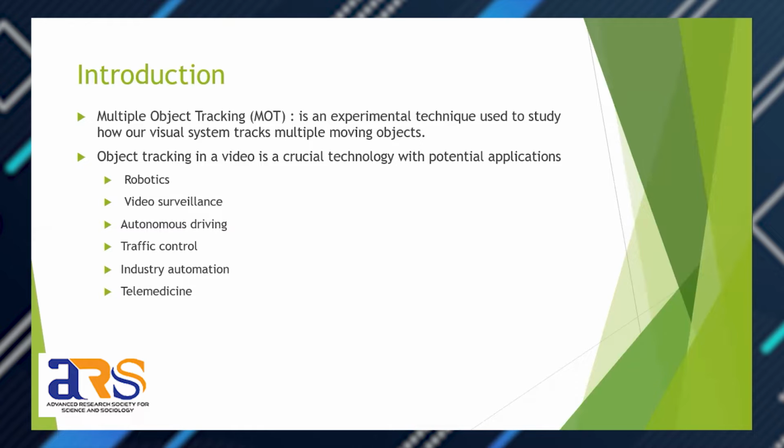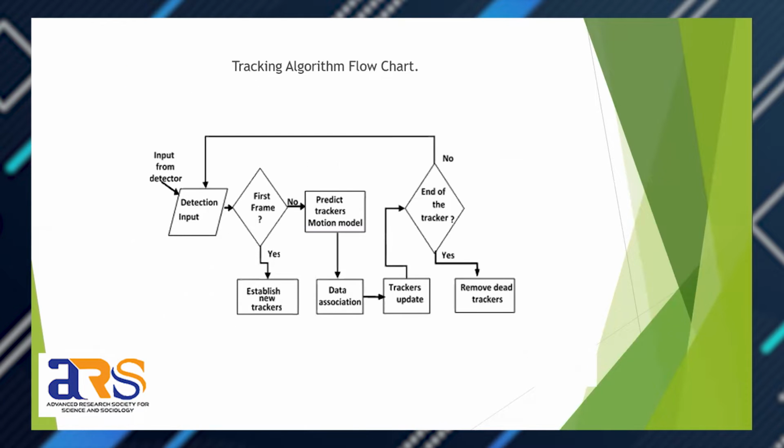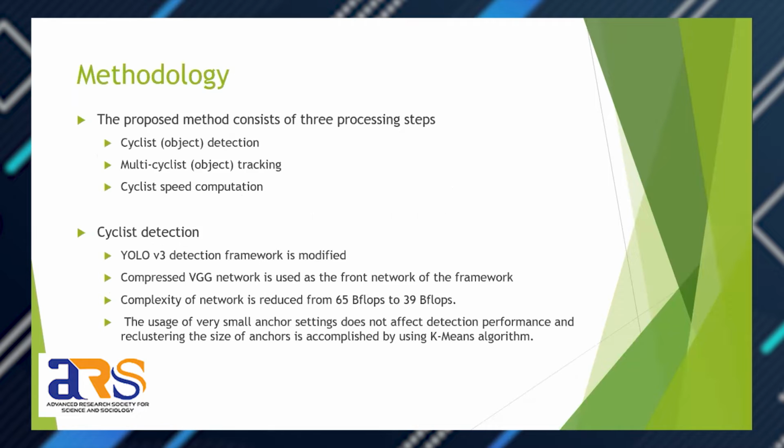And this is my proposed system. This is my proposed flowchart for the tracking of a cyclist. Here I'm detecting a cyclist in a video, as well as tracking the same cyclist and calculating the speed of the cyclist. This is the tracking algorithm. So what is my methodology? My methodology consists of three processing steps: first, object detection, that is the cyclist detection, then multi-cyclist tracking, and cyclist speed computation.